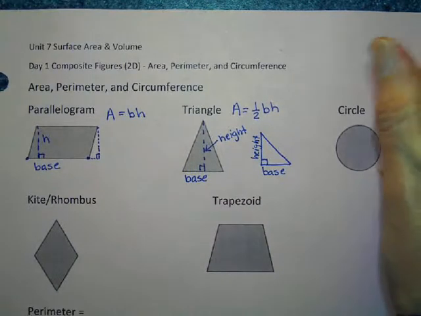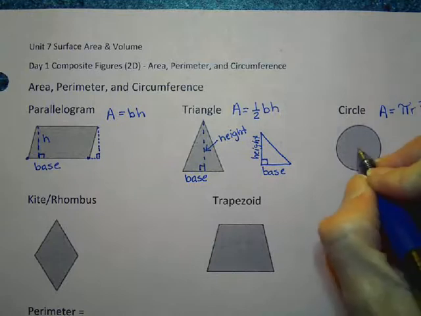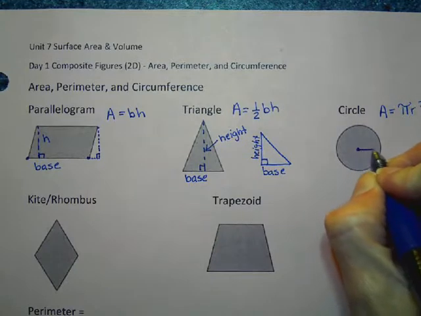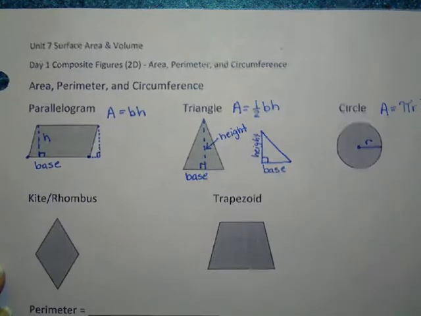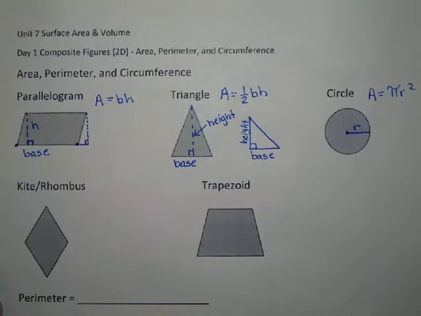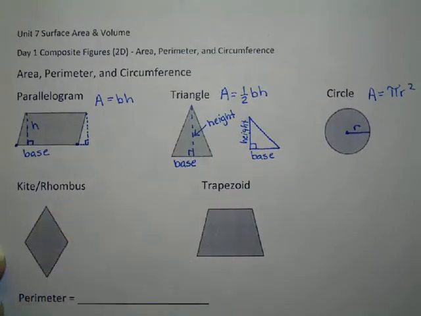The area formula of a circle is pi r squared, and we are talking about the radius of the circle. Remember the radius? Let's see. Kite or rhombus? Okay, I'll move that over. Pi r squared.